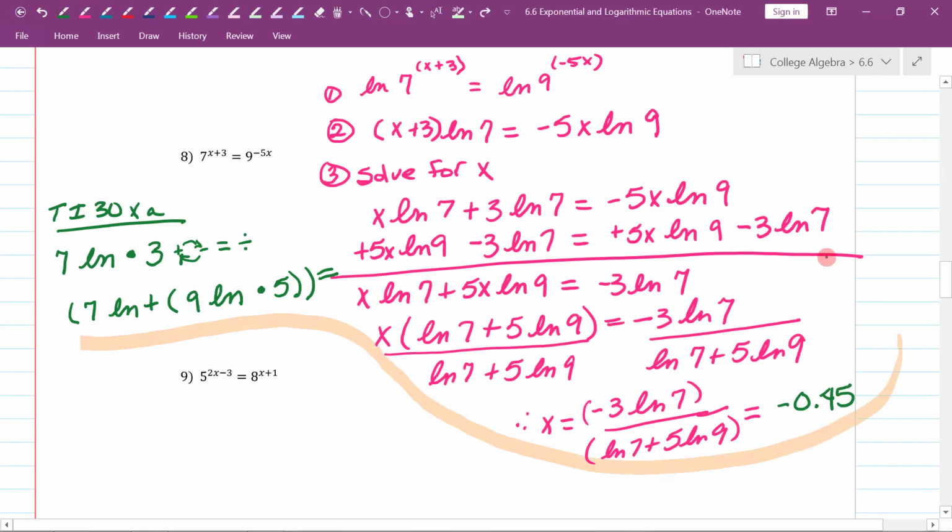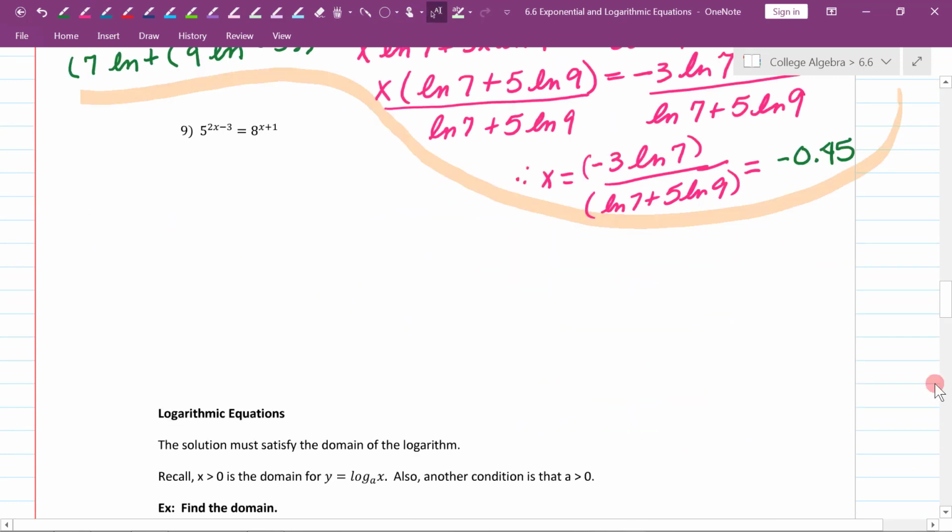Let's look at problem 9 here. Notice we don't have the same base. Since we don't have a common base, we're going to take the natural log of both sides. So that's going to be the natural log of 5^(2x-3) is equal to the natural log of 8^(x+1). Now we're going to apply the power rule. So step 1, take the natural log of each side. Step 2, power rule. Bring the exponents down out front.